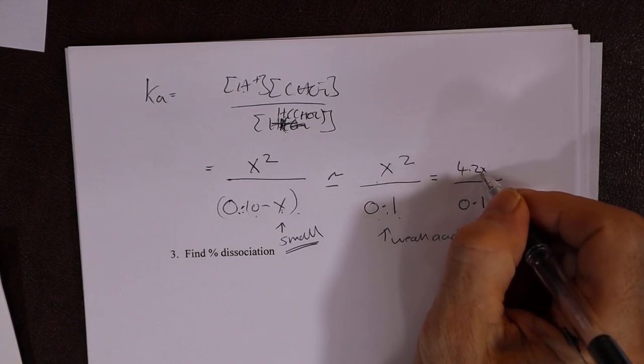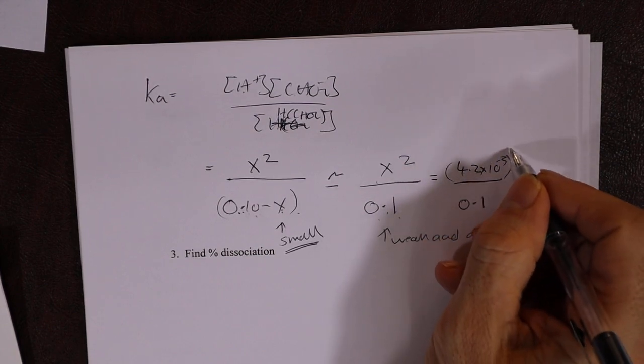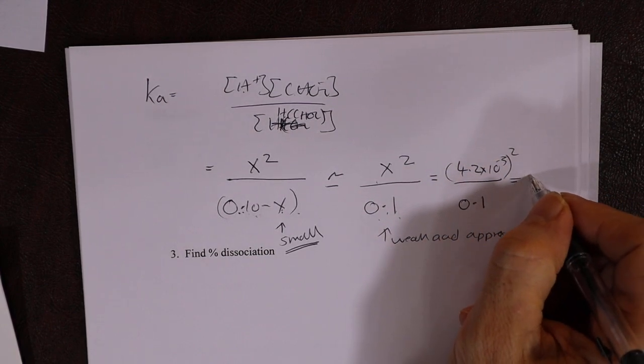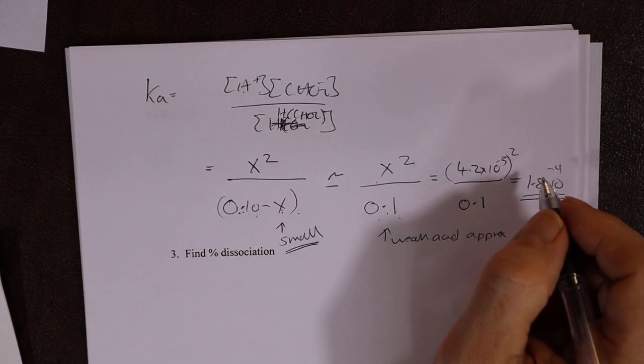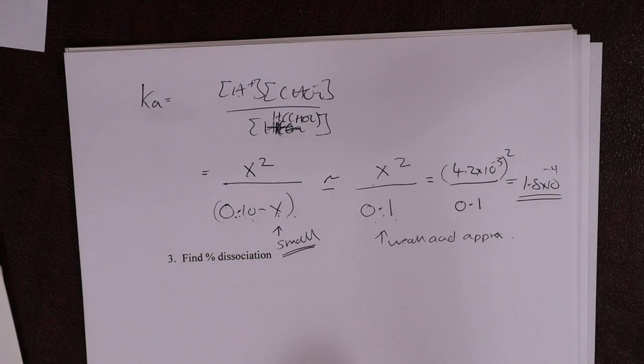4.2 times 10 to the minus 3 squared. Finally, at the end of the day, 1.8 times 10 to the minus 4. Okay, how'd that make sense?